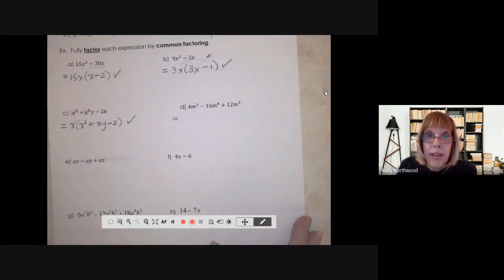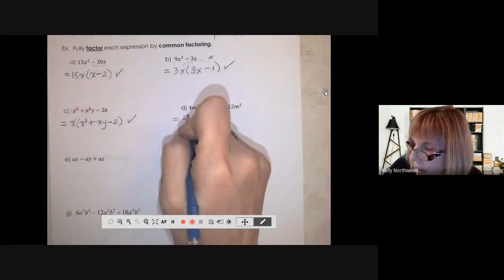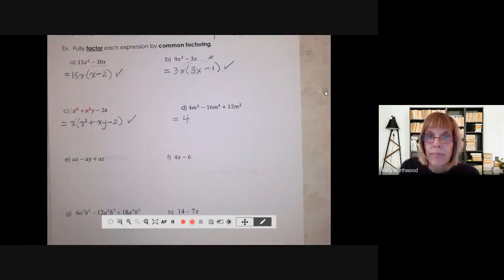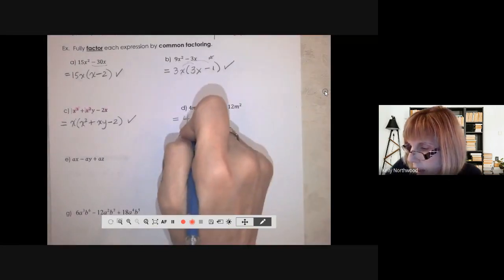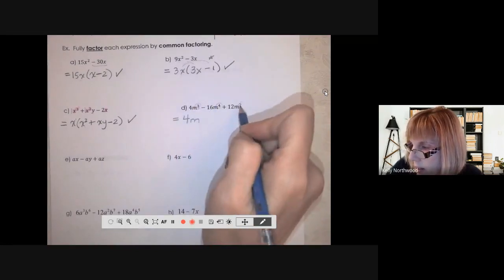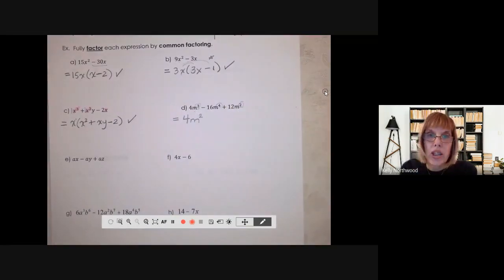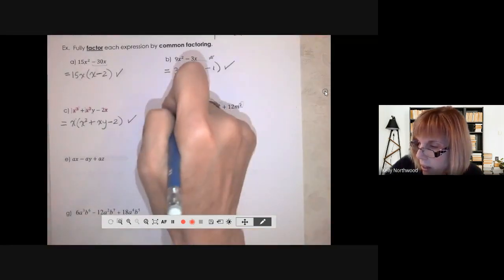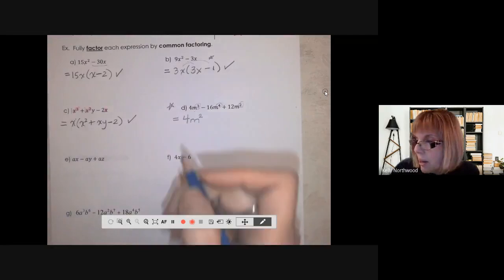Okay, for D, for the numbers, I'm looking at 4, 16, and 12. So 4 would be the greatest common factor. M is in all of them. So M is part of my greatest common factor, but then I have to consider the exponents. The smallest one is M squared. So 4m squared is actually my greatest common factor. A lot of people, when they're first starting to factor, accidentally put 4m there. So always keep the exponents in mind.